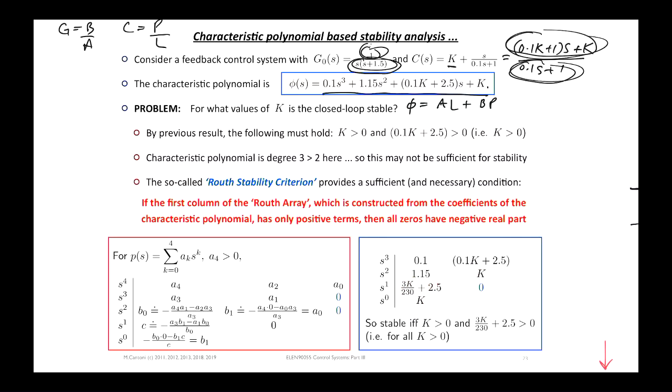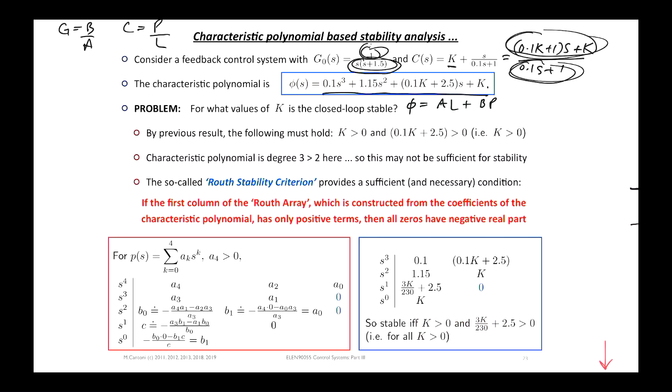All right? So we want no sign change in the first column. In other words, we need this to be positive and we need this to be positive. Okay, so they're the two conditions that are written down here. Of course, this being positive implies this, because this just requires 3k on 230 to be greater than minus 2.5. In other words, it requires k to be larger than some negative number. So this condition trumps, okay?